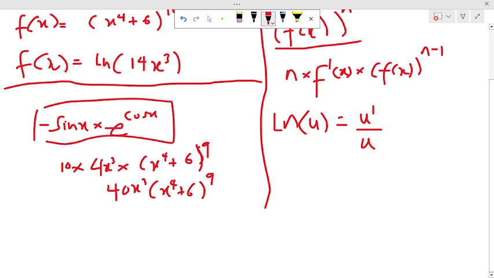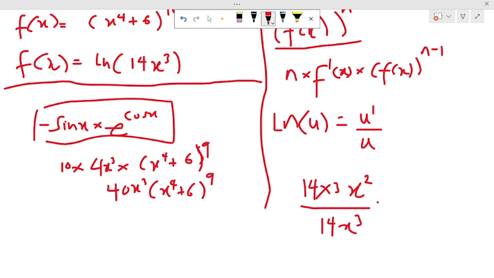Also, when you are asked to differentiate this, it is going to follow this trick. So first of all, we differentiate the inner. So when we differentiate the inner, we are going to get 14 multiplied by 3x to the power 2, divided by the real expression 14x to the power 3. Now for this, there will be some cancellations. So you are going to get 3 divided by 14x as our final answer.